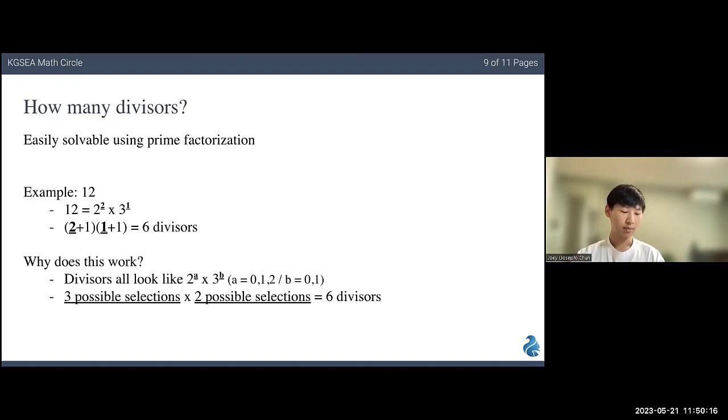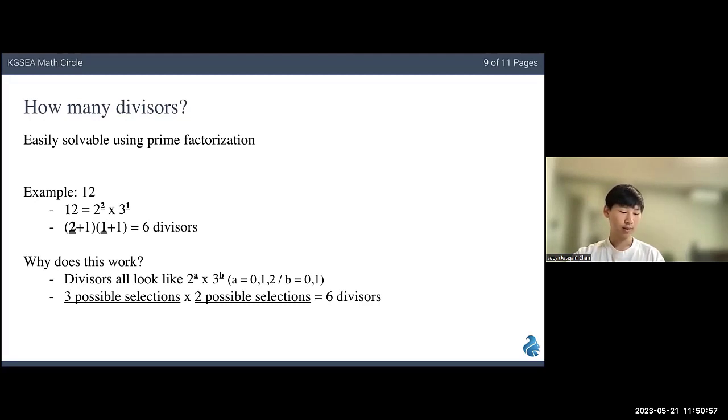Okay, so our next concept is about divisors. Firstly, we'll figure out a method on how to acquire the number of divisors a number has, which is easily solvable using prime factorization. And note that by saying divisors, we're only considering the positive ones. So say we want to find the number of divisors of 12. First we would prime factorize it into 2 squared times 3 to the power of 1. And then after adding 1 to the exponent of each prime divisor, and multiplying them together, we get the number of divisors, which in this case is 6.